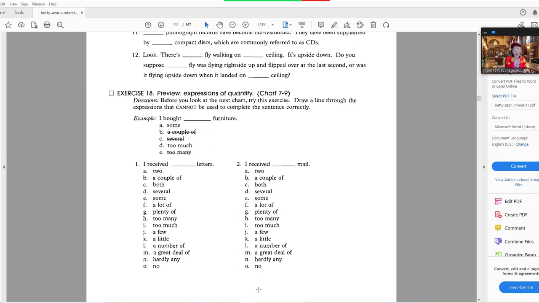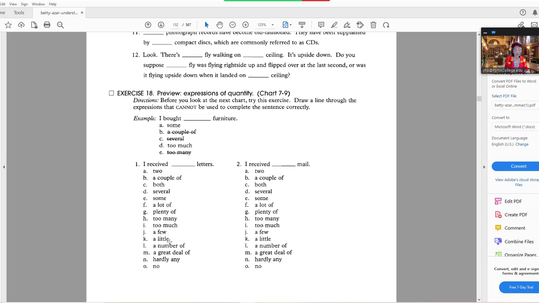Okay, here when you have a, this is a count noun. So when you have a count noun, that means a countable noun. That means I could say 1 letters, 2 letters, 3 letters, 4 letters, 5 letters. So I received 2 letters. I received a couple of letters. I received both letters. I received several letters. I received a lot of letters. I received some letters. So you can use I received a few letters.